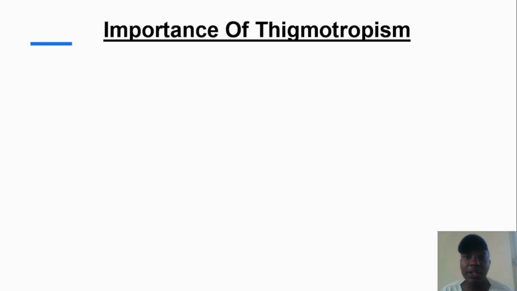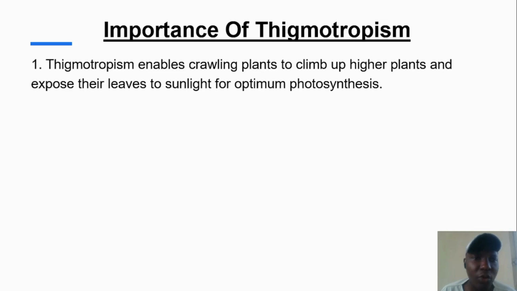Now, let's see the importance of this tropic response, the importance of Thigmotropism. Some of them: the first one, Thigmotropism enables the climbing plants to climb up higher plants, as we've shown in the example. It enables these climbing plants to climb up the higher plants, which helps expose their leaves to sunlight for optimum photosynthesis. Without this tropic response, these climbing plants' leaves would maybe not have received optimum sunlight, and in a way they wouldn't perform well in terms of photosynthesis. So that's why the presence of this tropic response enables these plants to climb the higher plants and expose their leaves to the sunlight to facilitate photosynthesis.